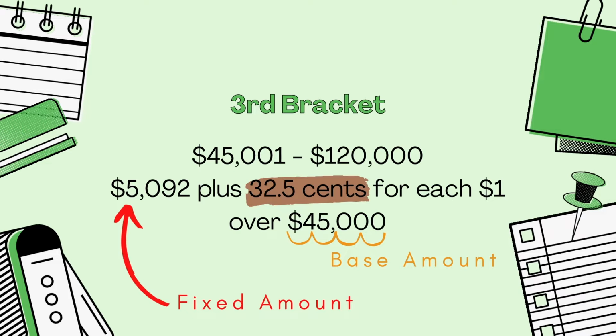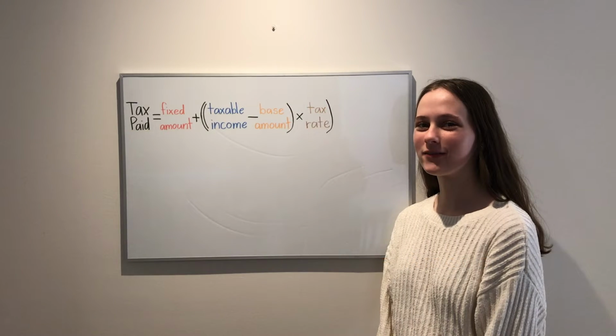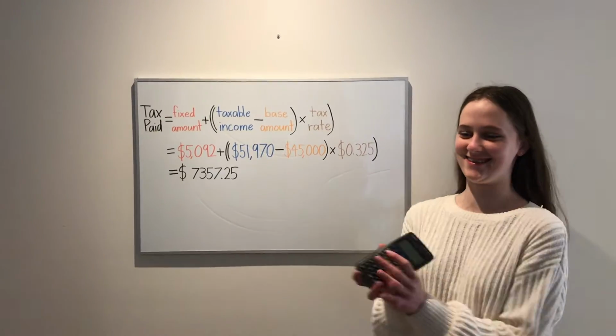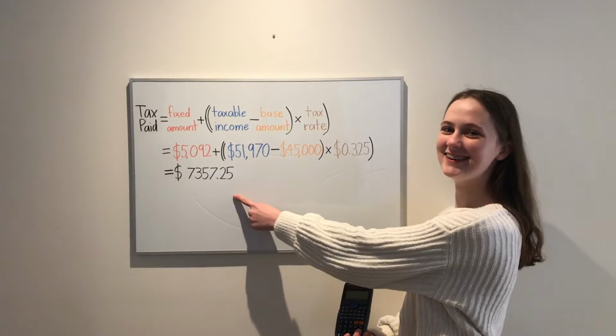When substituting this into the formula, we must convert the amount to dollars, so it will be $0.325. We'll now just pop in the values. Let's use our trusty calculator to give us the amount of tax you must pay.